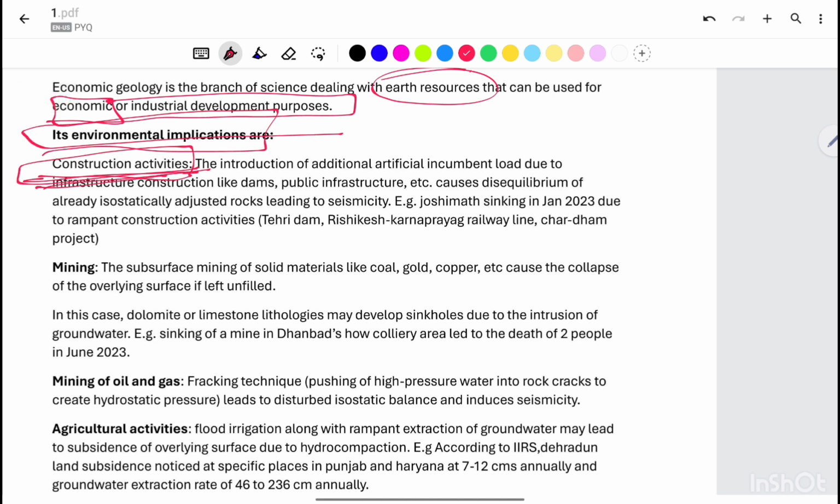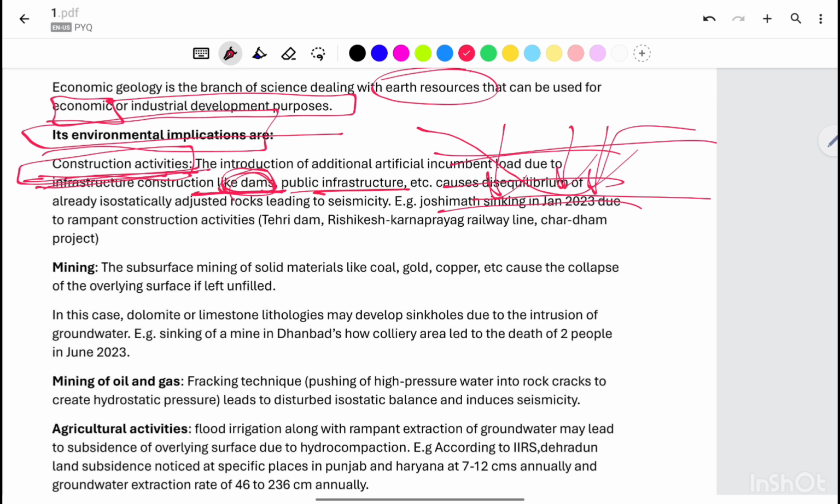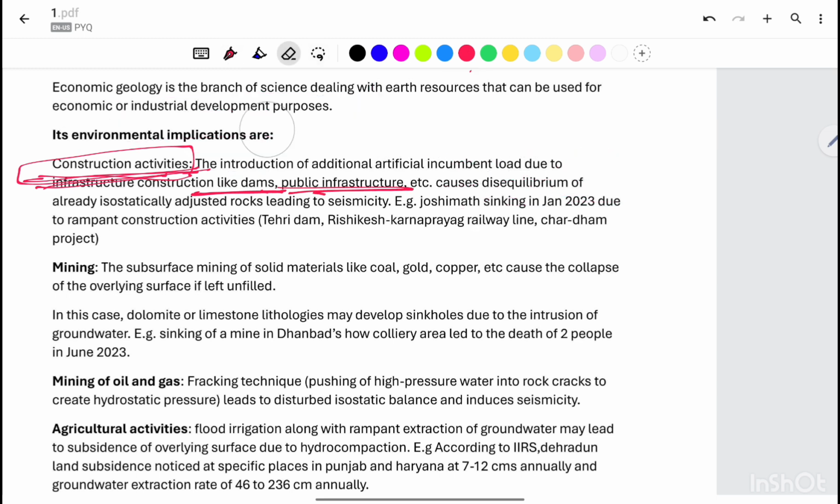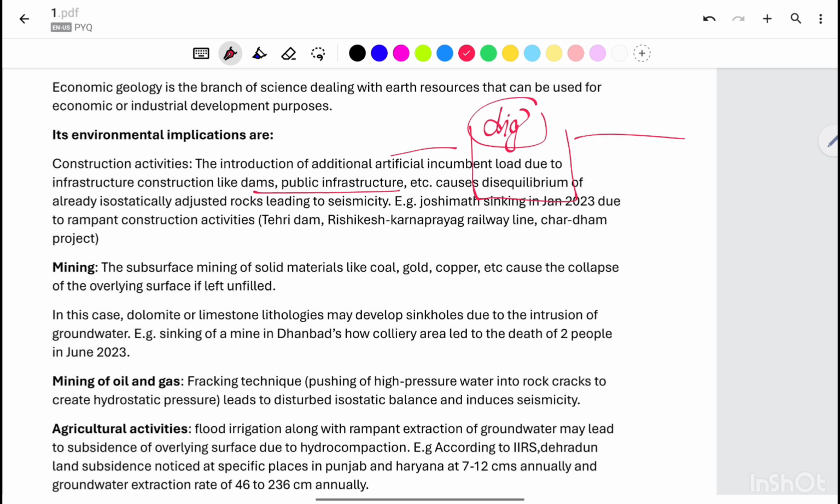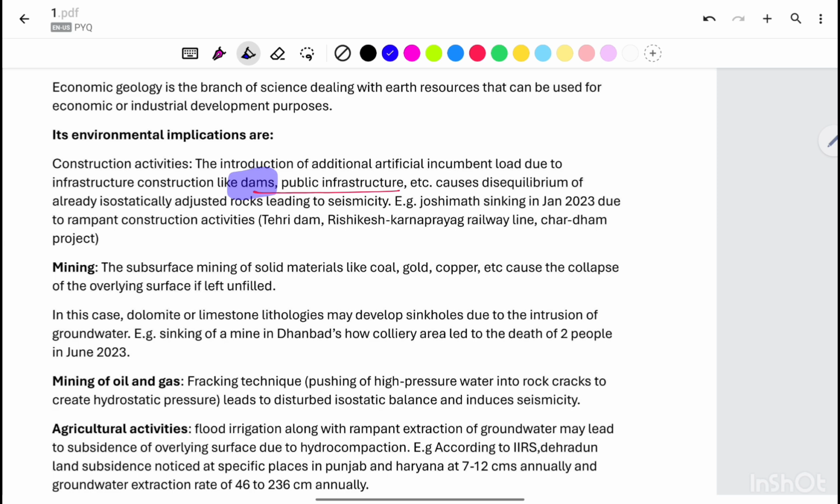Construction activities, right? When you go for affecting the surface, apart from mining, there is dam construction, even public infrastructure. When you are constructing something, you have to dig the ground, right? Digging of the ground, not only for the resources but for some infrastructure like the dams and public infrastructure.